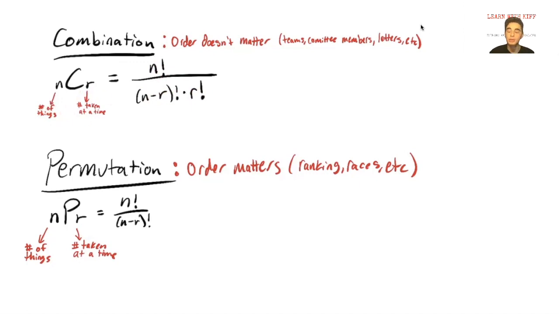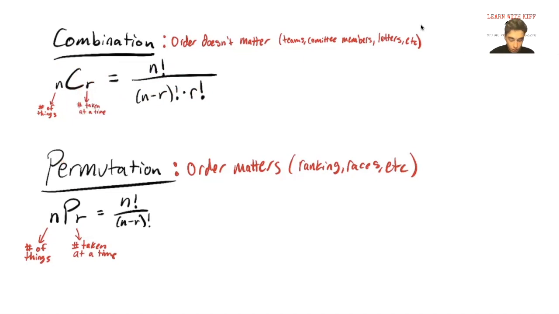So let's go back to our ABCD example. ABCD is A, B, C, D. So that's 4 letters, so n is 4. But let's say we wanted to see how many times we could organize them by 2 letters, then r would be 2. Okay. All right, so now let's go on to permutation.